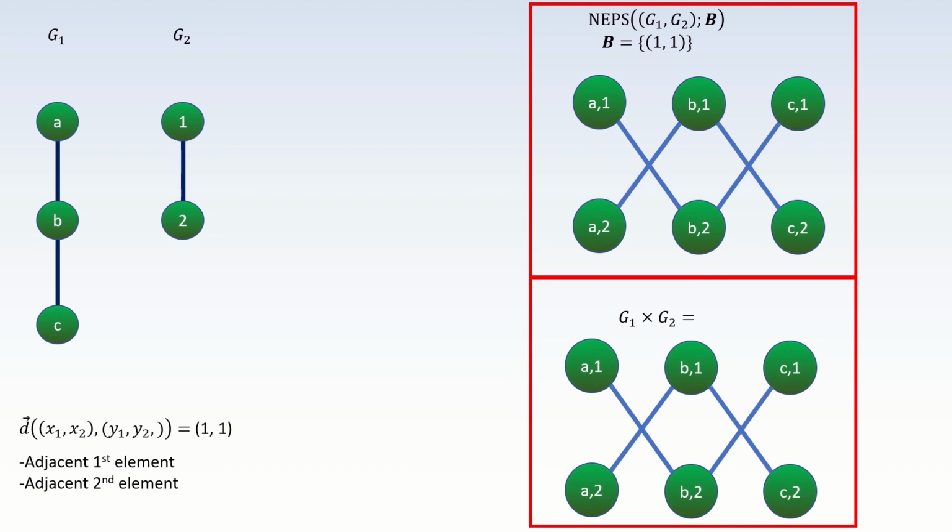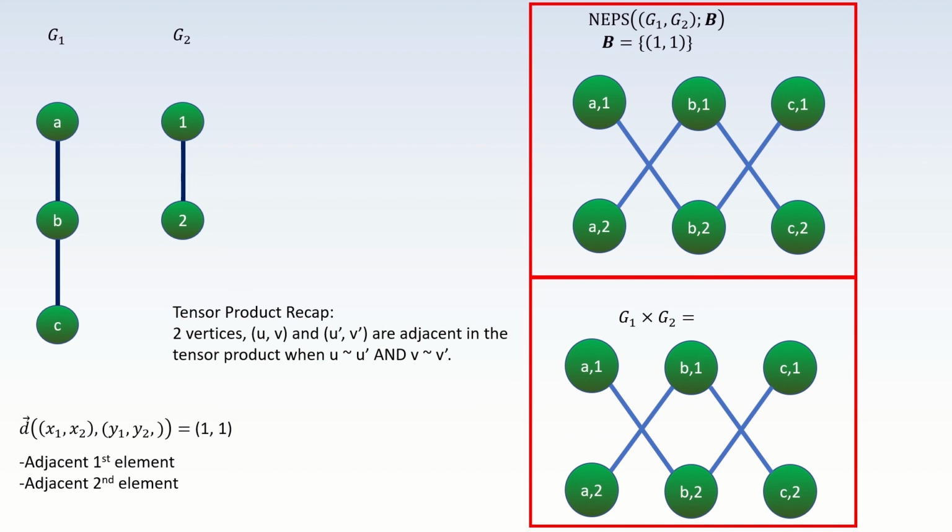Indeed, the NEPS operation on two graphs with basis consisting of the binary two-tuple 1, 1 is the exact same operation as the tensor product of graphs. To review, the tensor product's vertex set is also the Cartesian product of its factor graphs' vertex sets, and two vertices in the tensor product are adjacent if and only if their left and right entries are both adjacent vertices in their respective graphs. Already we can see one use of the NEPS. The operation encompasses certain graph products.